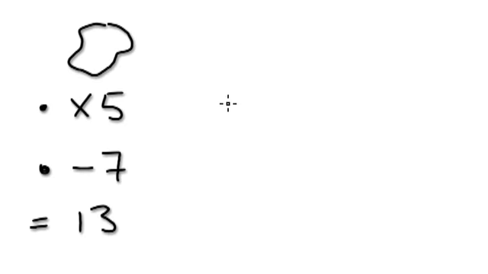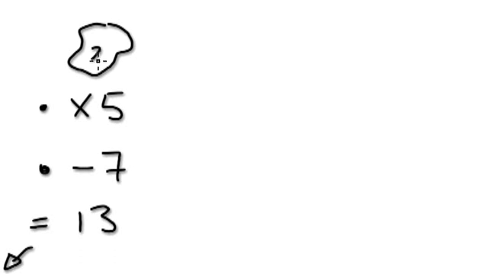Okay, now it's your turn to read my mind. I'm thinking of a number. I'm going to multiply it by 5, and then I'm going to take away 7, and it gives me 13. What number was I thinking of? So press pause and have a go.